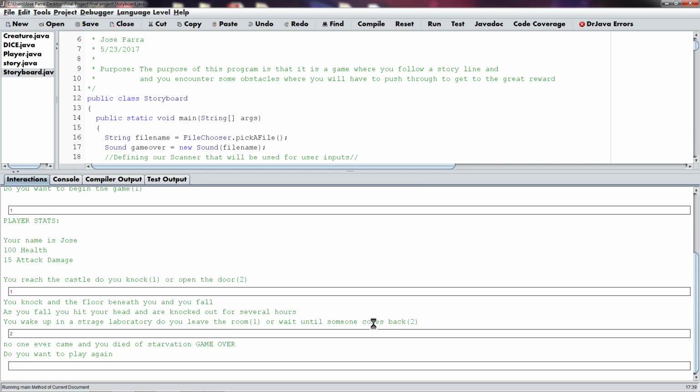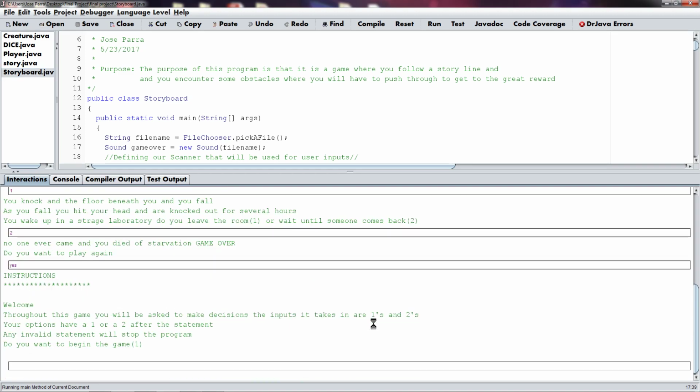If we hit 2, game over. It says no one ever came and we died. So, game over. And we have this built-in mechanic that even if you reach a game over, it's going to ask you, do you want to play again? By typing in yes, we'll be greeted again by the beginning of the game, the instructions.